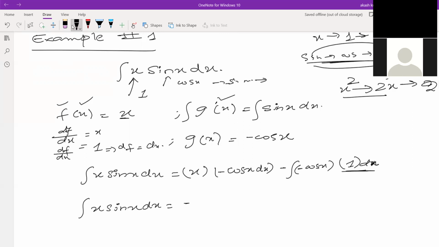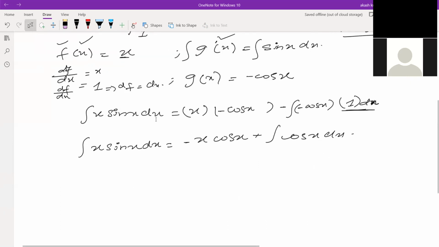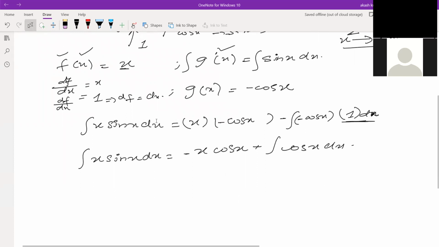And there is only minus cos x, not dx, because g of x is only minus cos x, not dx. So it becomes x cos x, and minus minus becomes plus, and then the integral of cos x only dx. Is it clear? Yes.